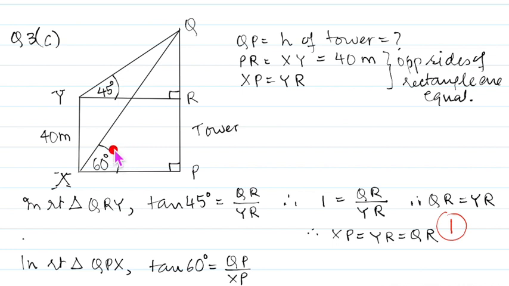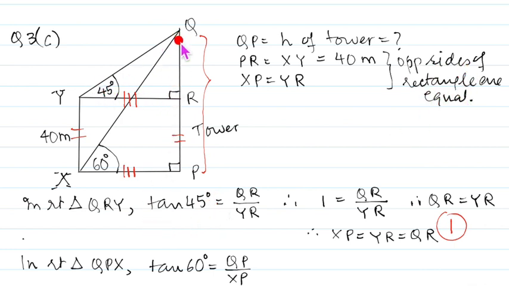From X, angle of elevation is 60, and point Y, which is 40 meters above X, the angle of elevation of this top of the tower is 45 degrees. Okay, now here you have to find QP, the height of the tower. From here to here is what you have to find out. How much of the information do we already know? We know that this PR is equal to XY, that is equal to 40. Also we will note that XP is equal to YR, correct? Because opposite sides of the rectangle are equal.